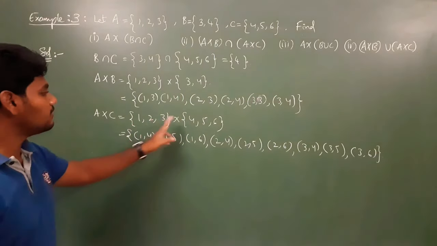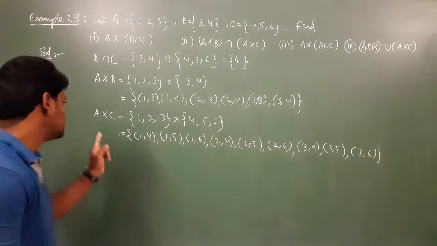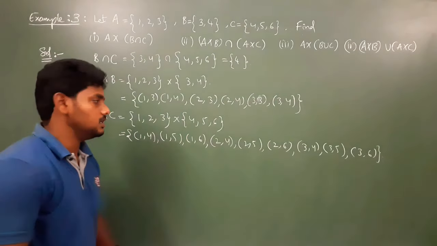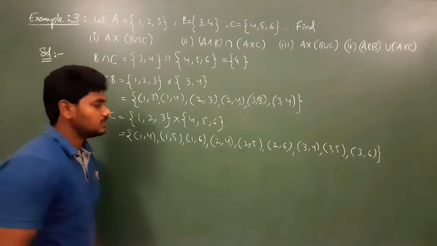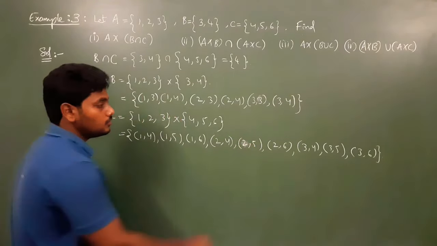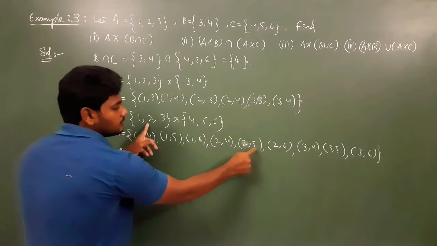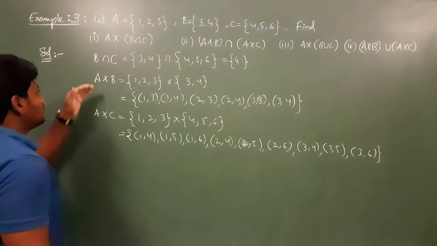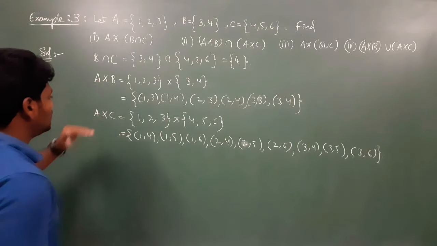Can we write 4, 1, 4, 2? We should not write. Why? Because this is A cross C. First should be A, second should be C. If you take any ordered pair in between, for example 2, 5, 2 should belong to the first set, 5 should belong to the second set. Always remember. So we got B intersection C, A cross B, A cross C.